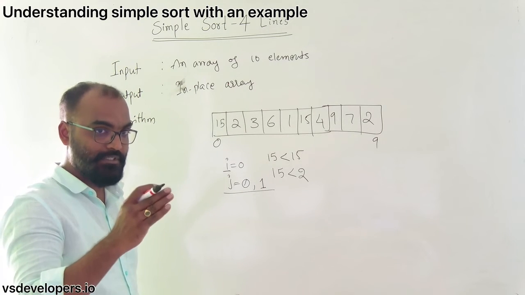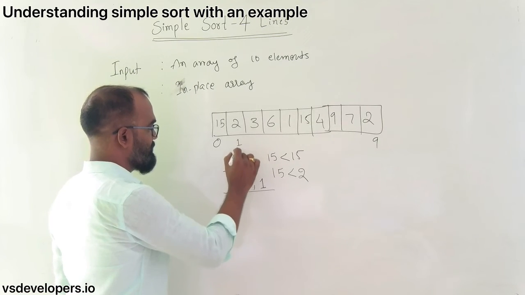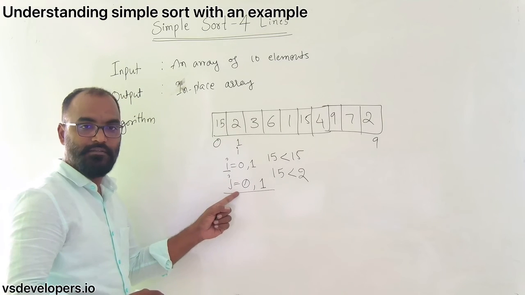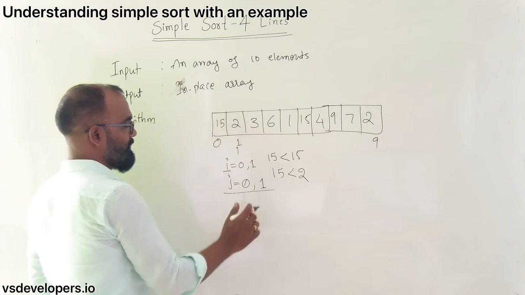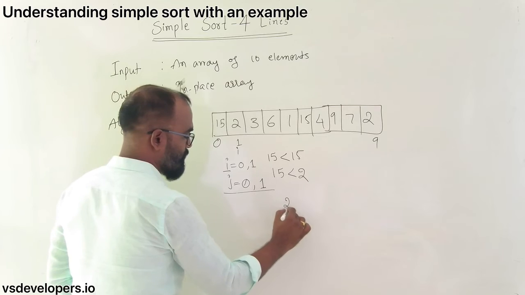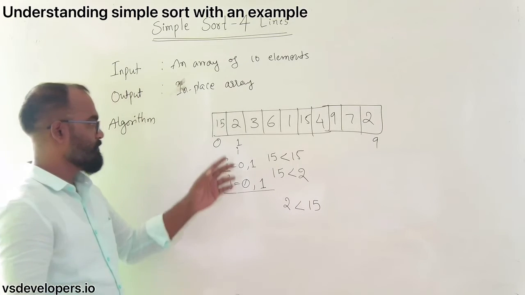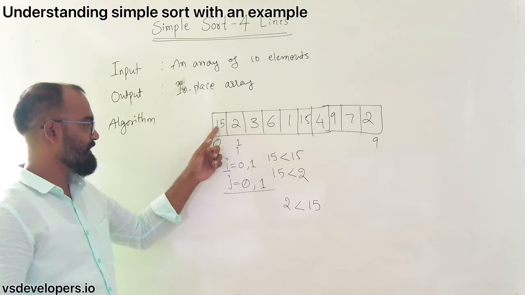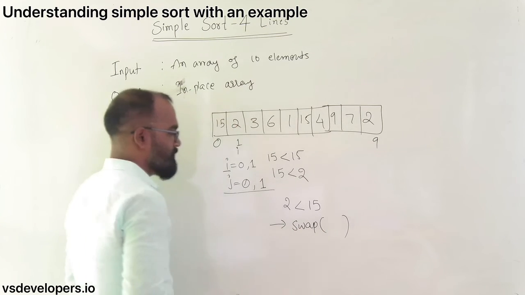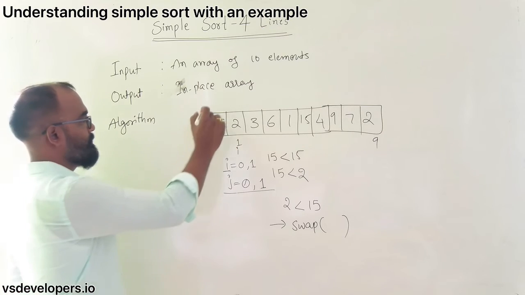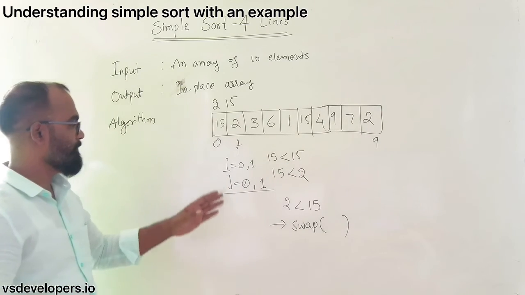Then let's see what happens in the next iteration. So now the i is incremented. So your i stays here. j again restarts from 0. So 2 is compared with 15, right? So array of i, which is 2, less than array of j, which is 15. So this is true. Your 2 is less than 15. Now do the action called swap. Swap these two elements. So the new array becomes 2, 15, and the rest of the array remains the same.